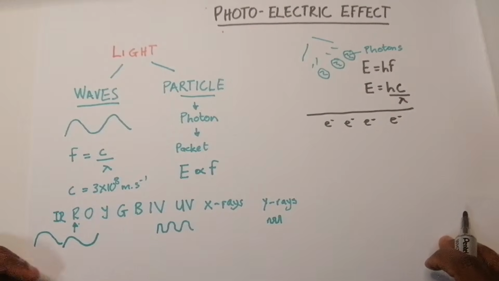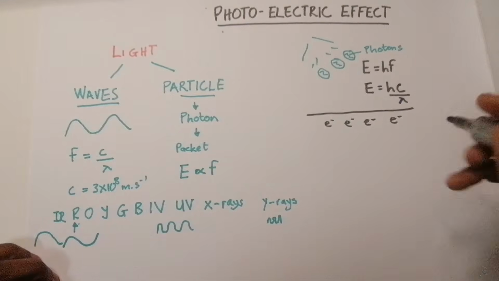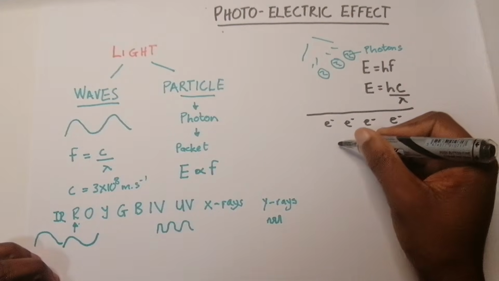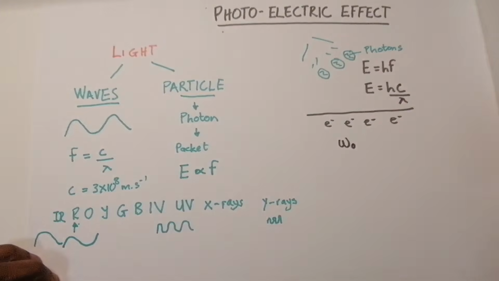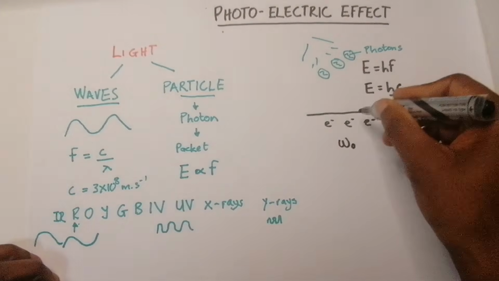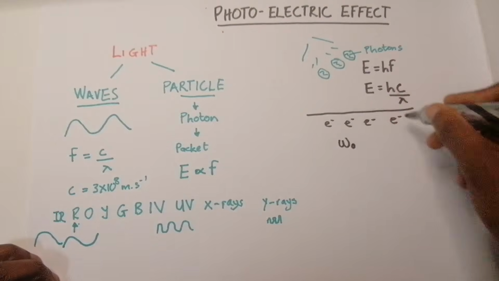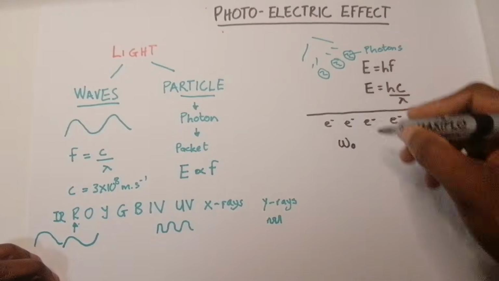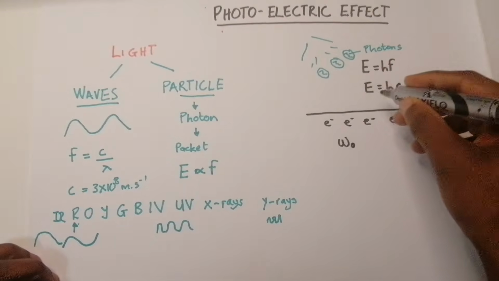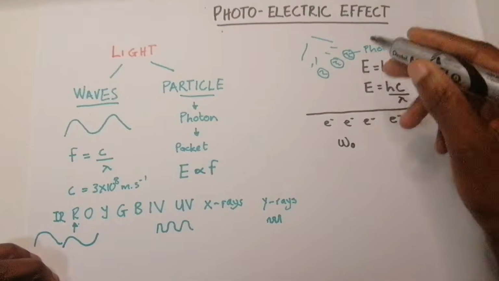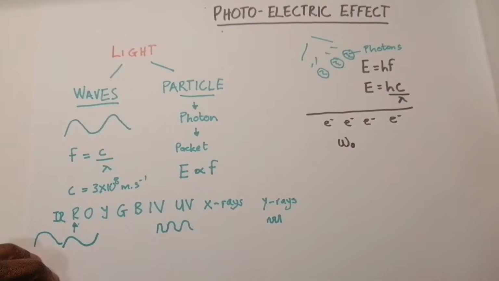Now, ladies and gents, then we've got what we call the work function of the metal. Now, what is work function? We normally use the symbol omega 0 for the work function. Well, we say the work function is the minimum energy that you would require in order to emit electrons from the metal surface. Now remember, I said if the energy of the photon is not sufficient, then we will not be able to emit electrons. Now think about this now.